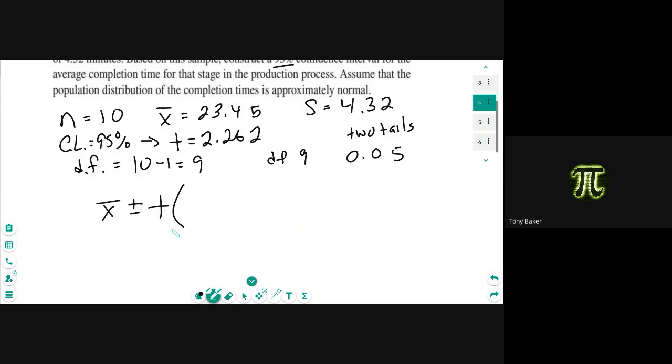times the sample standard deviation over the square root of n. Okay. Everything else, in essence, the formula is identical. The only difference is how you're going to find that T. So your formula, same setup. It's just the Z changes to a T.